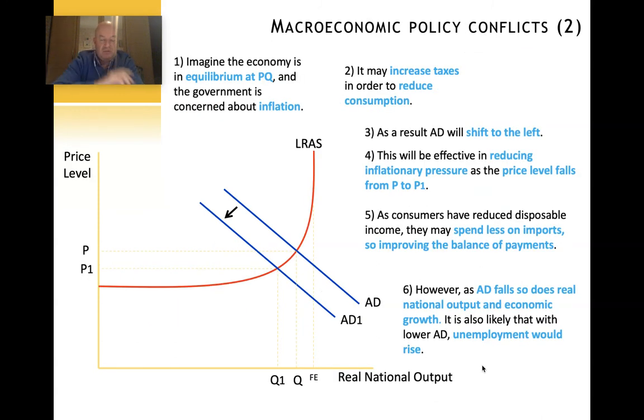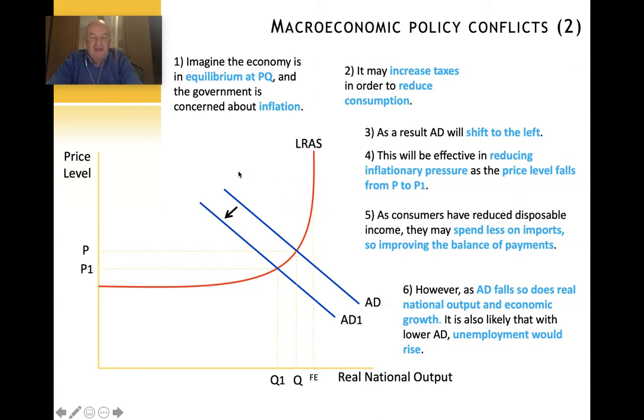If we take another example, let's assume in this case our economy is at equilibrium at P and Q. Okay, so that's where AD is crossing our long run aggregate supply curve. Now in this instance maybe the government would be a little bit concerned about inflation, because at this point here we are fairly close to full employment. And as we can see, where the long run aggregate supply curve starts to go vertical, any extra increase in aggregate demand is just going to be inflationary.